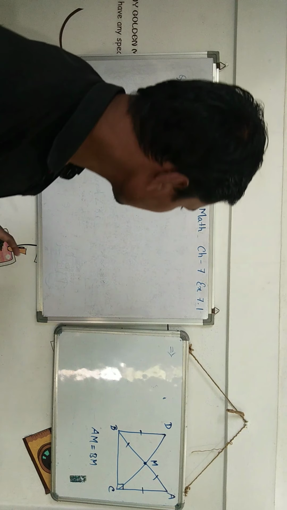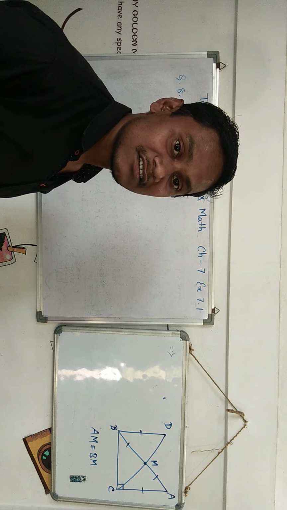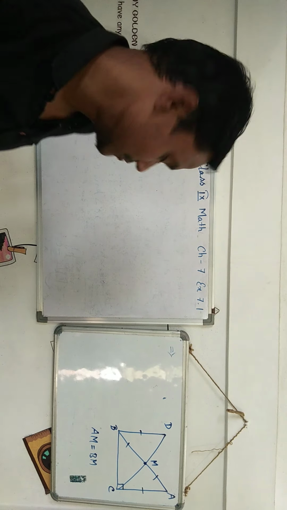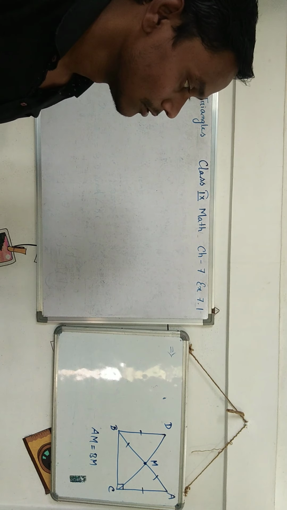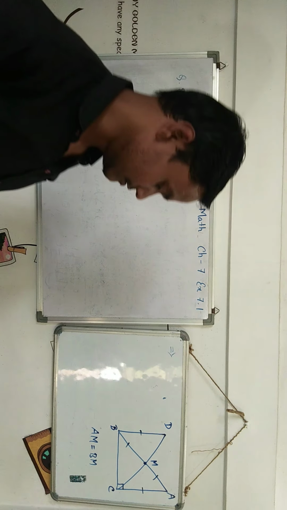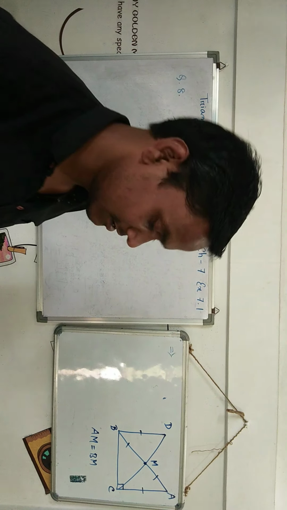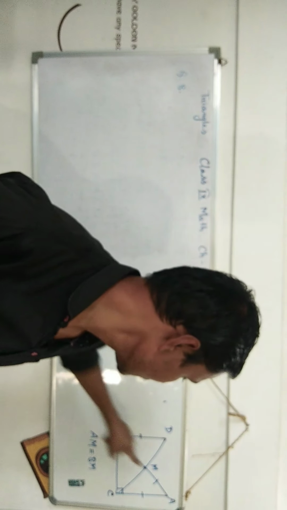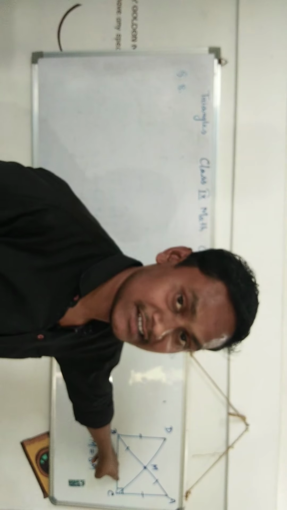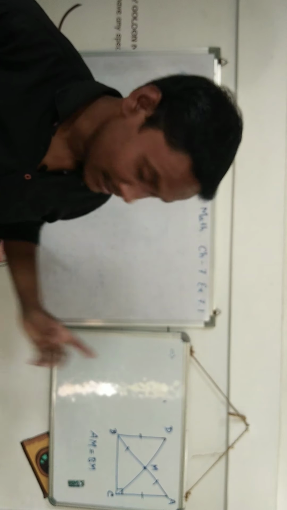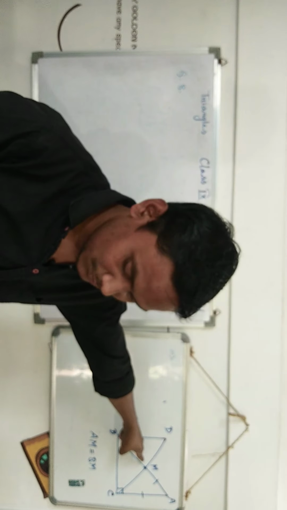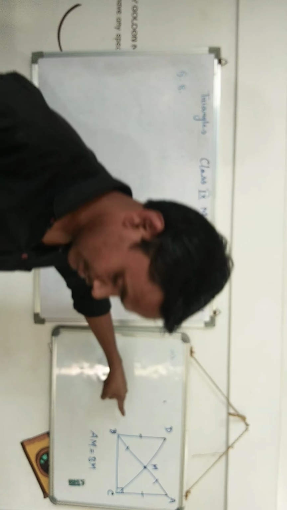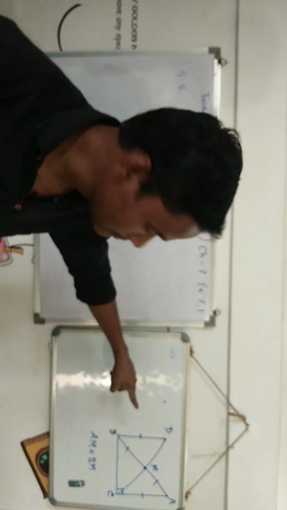So next question is question number 8 from exercise 7.1 of class 9 mathematics. The question is, in a right triangle ABC, right angle at C, M is the midpoint of hypotenuse AB. C is joined to M.